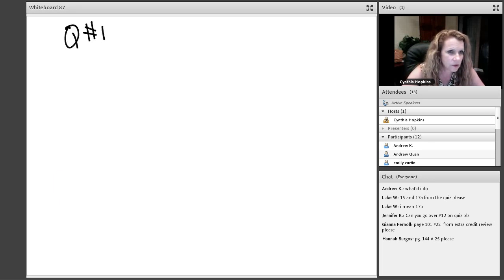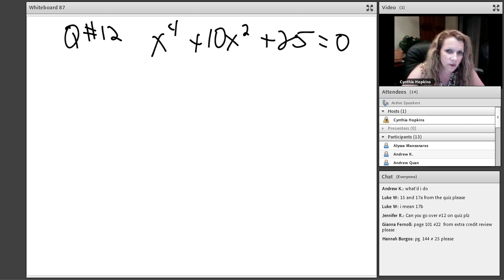Quiz number 12. So they gave us x to the 4th plus 10x squared plus 25 equals 0. Okay, so these are a few of the things that I thought as I was grading your quizzes. Apparently, you guys don't realize that because this is an x to the 4th equation, a 4th degree or quartic polynomial, you have to have 4 answers.